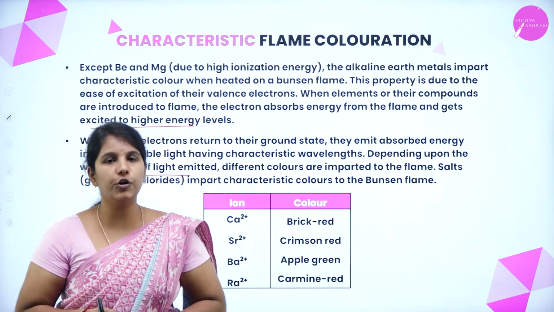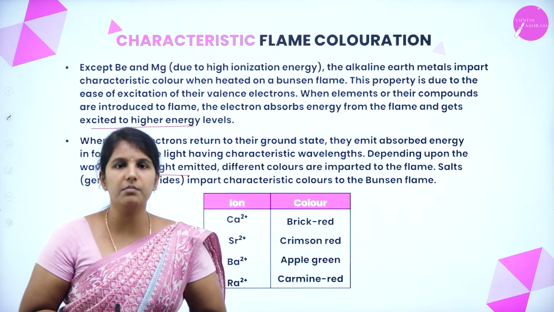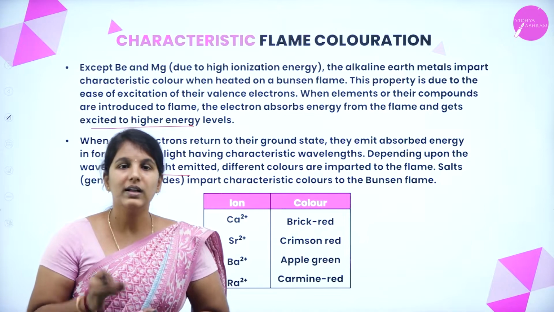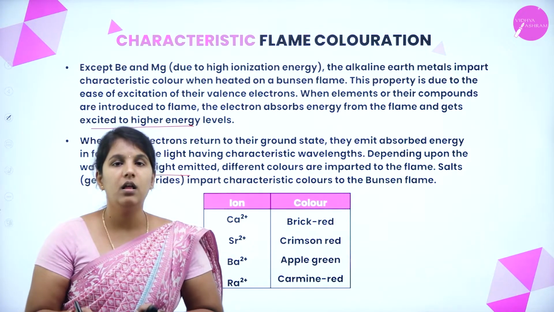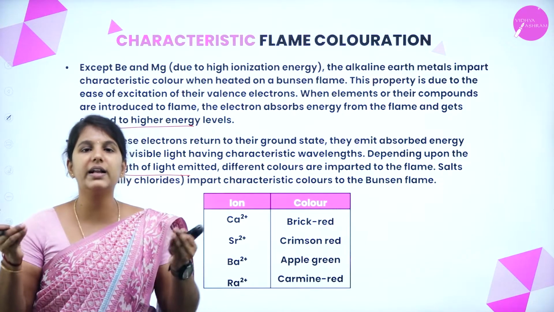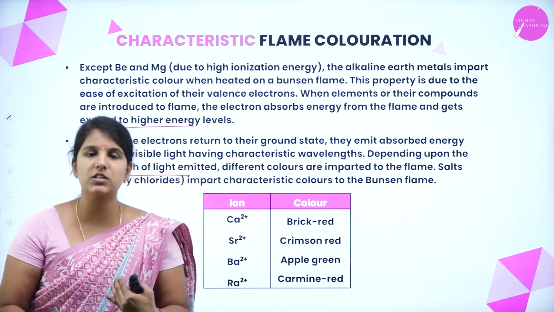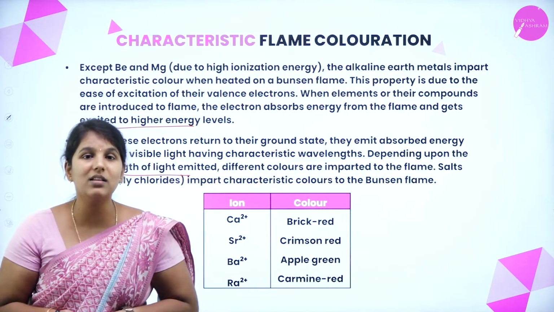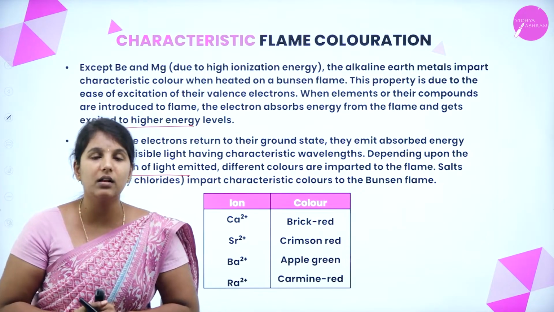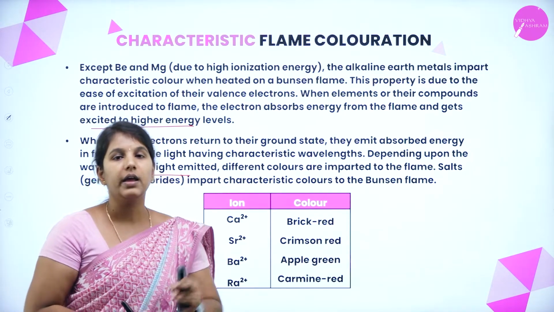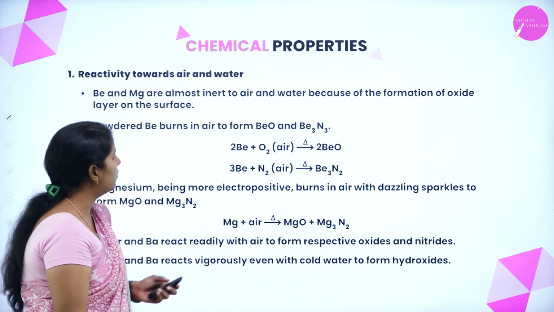This is how, when you hold this compound in front of the flame, what will happen? The two electrons present in the valence shell absorb the energy and get excited. When they get excited, they come back to the original state by emitting radiation. This emitted radiation will be observed in the visible region. So that is why we can see that different colors are obtained from these compounds.